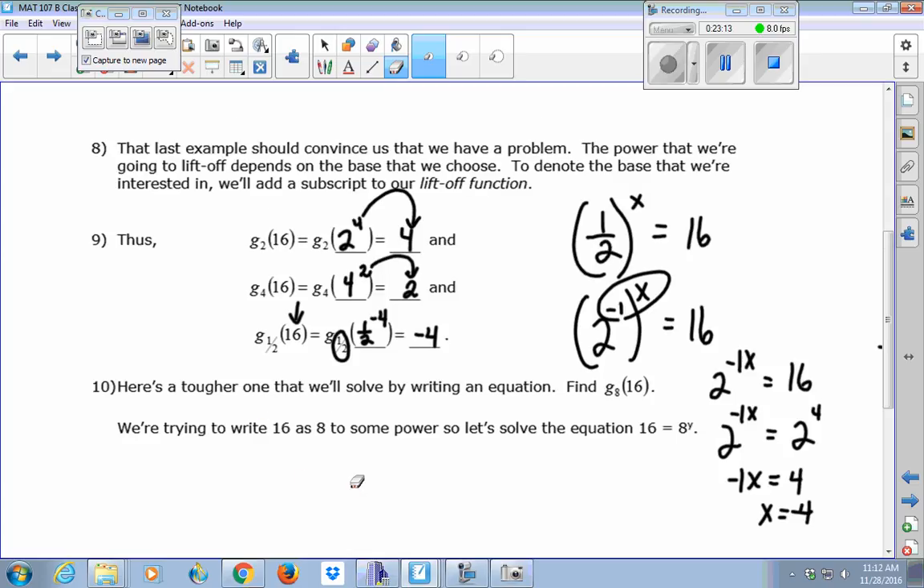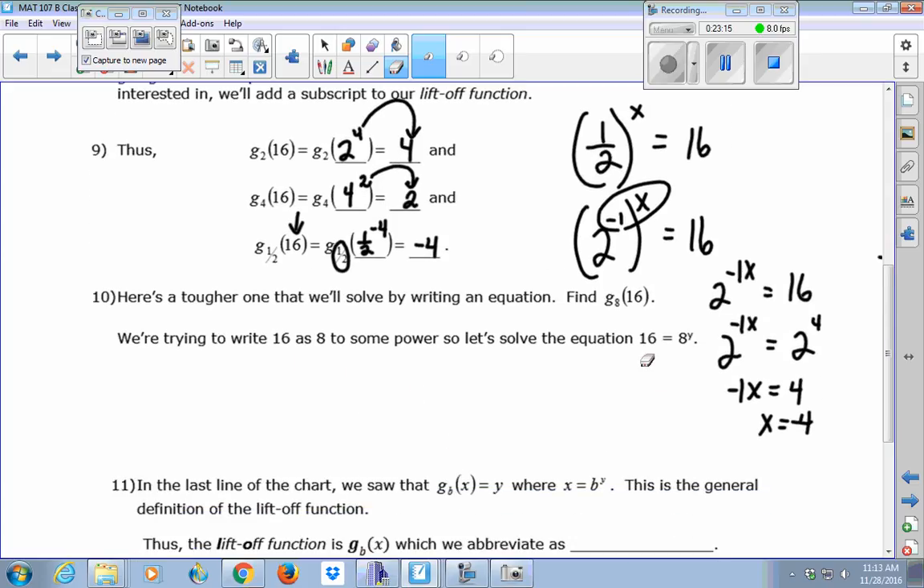All right, so here's a little tougher one. Let's take a look at this together. We're going to go through this same process. We have g, the liftoff function with a base of 8, and the input is 16. So we're trying to figure out: 8 raised to what power is going to give me 16?